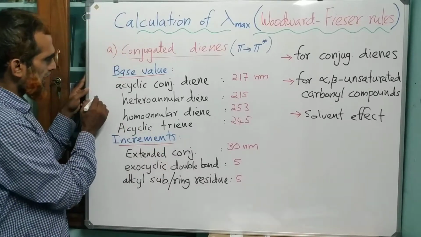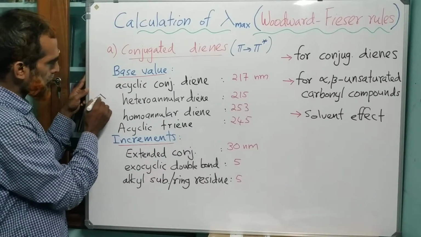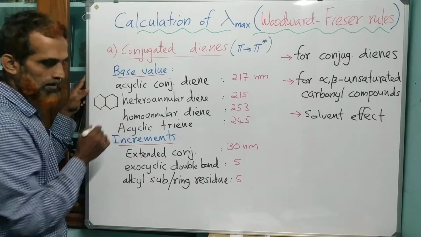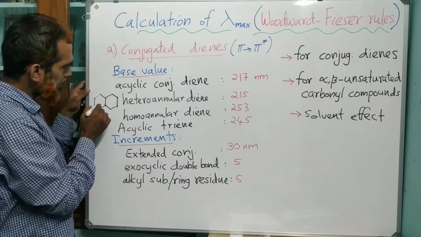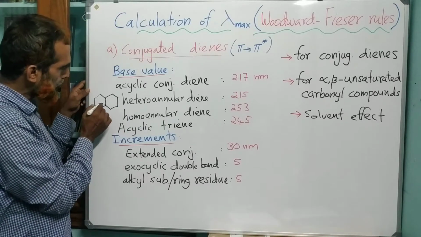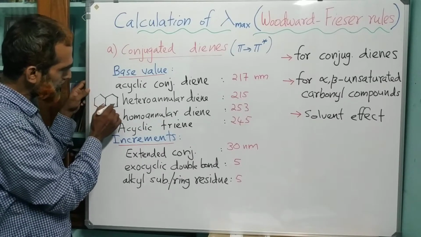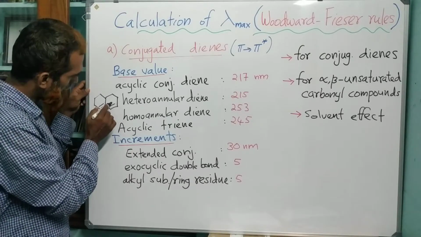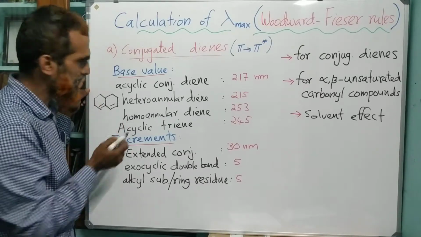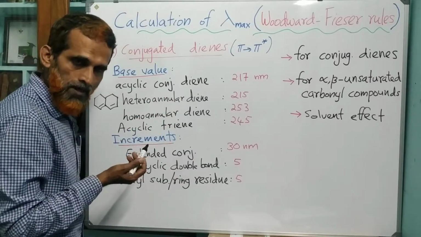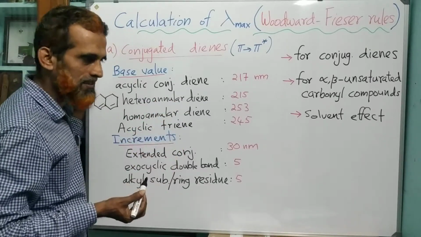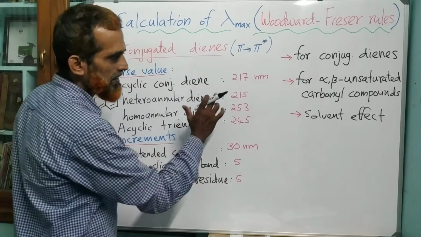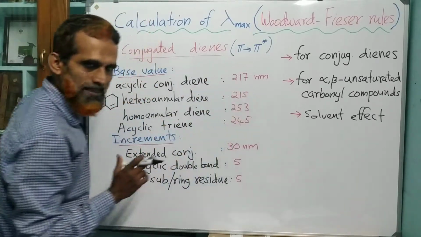Heteroannular means if there are two rings, like this, and the conjugated double bonds are coming in two different rings like this. This is conjugation, correct? And the two double bonds are in two different rings. That is heteroannular, double bonds in different rings. In that case, the base value of lambda max to be taken is 215 nanometer.